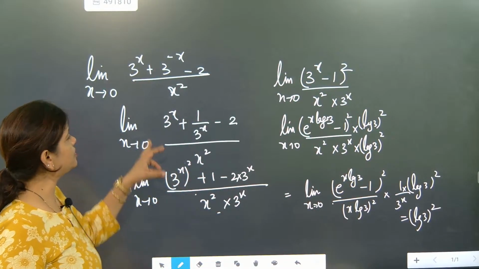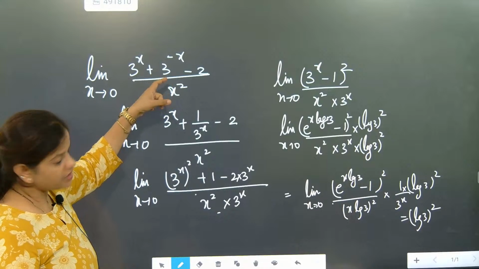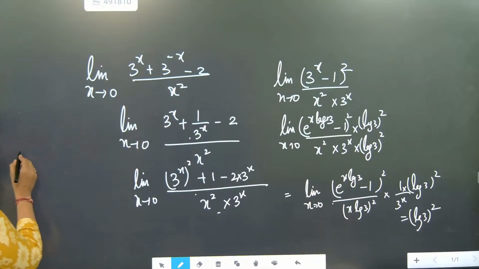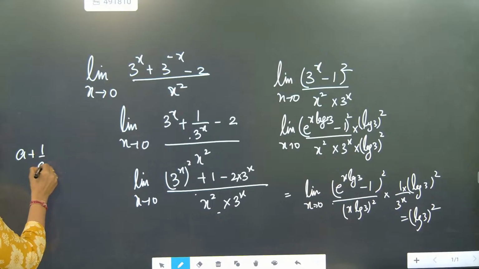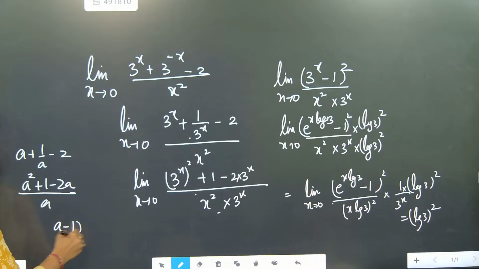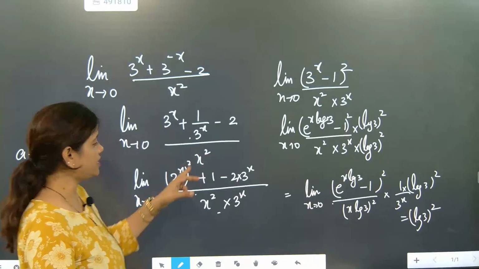See, in this question here plus is there. First, we converted that as 1 by 3 to the power x. Now, this is just like this format a plus 1 by a minus 1. So, a will become a square plus 1 minus 2a by a. So, it will become a minus 1 whole square by a. Like this only I did, I wrote there and then x square.